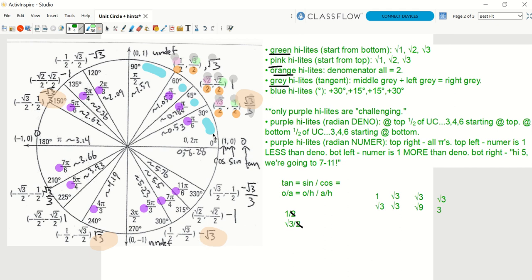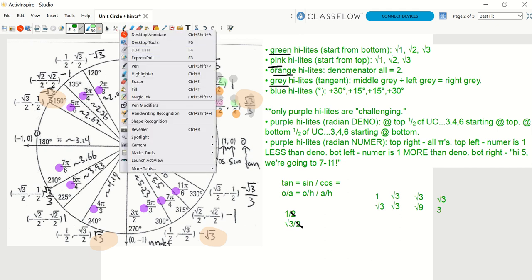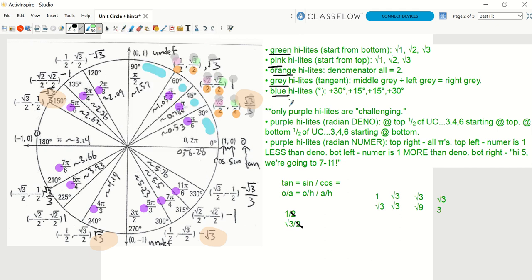And blue highlights is super easy. It's just plus 30, plus 15, plus 15, plus 30. So 30, 15, 15, 30, add it. Okay? So we're done with the blue highlights here.